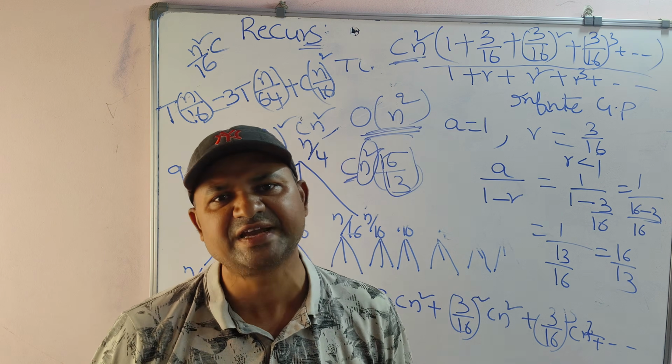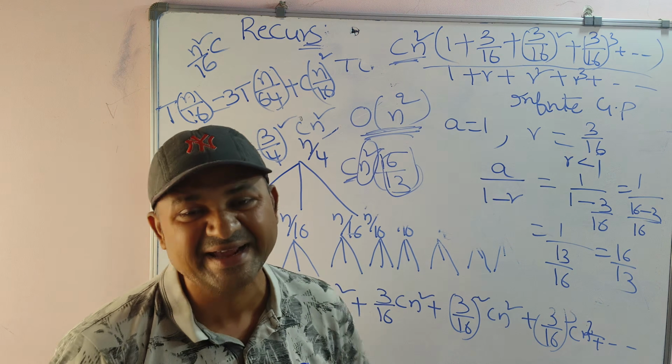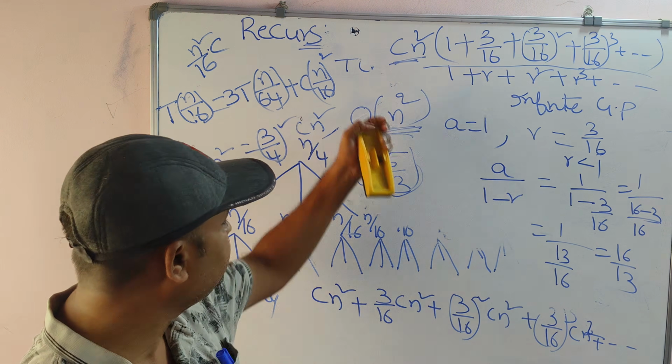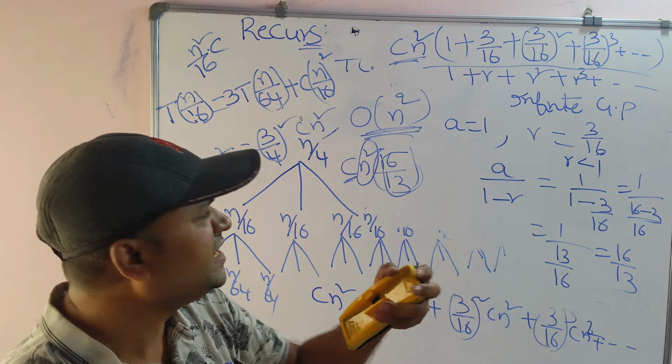So like this we can solve any problem very easily with the help of the recursion tree method. Recursion tree method means we have to construct the tree for that recurrence relation.